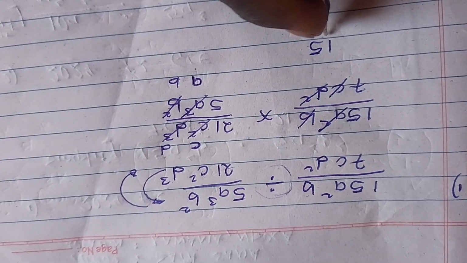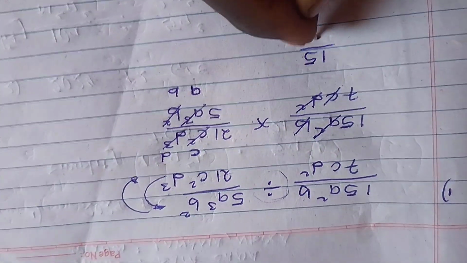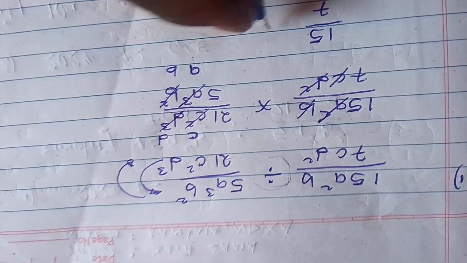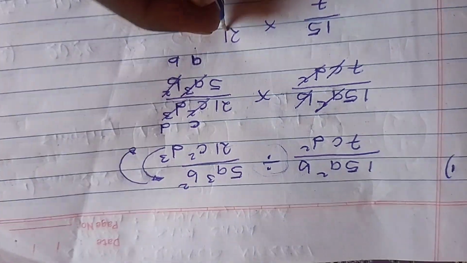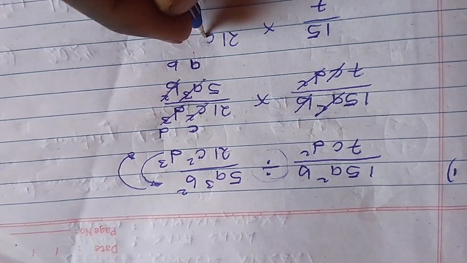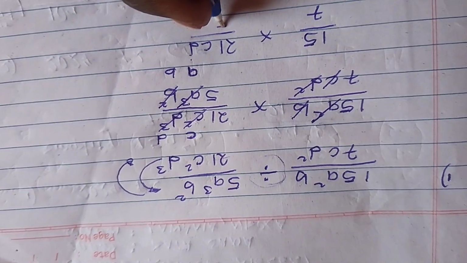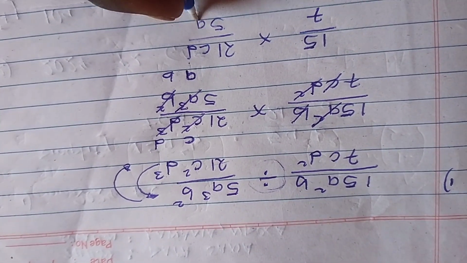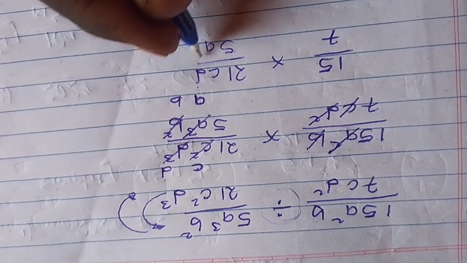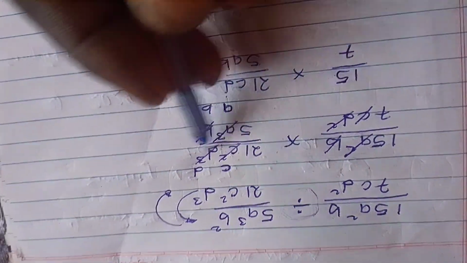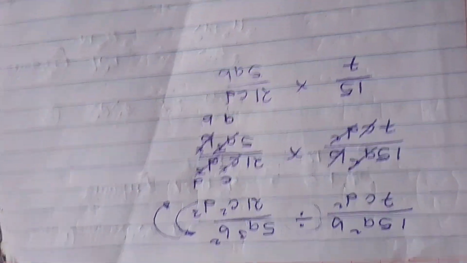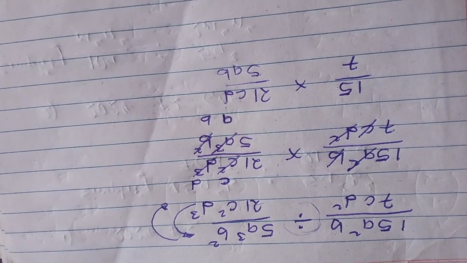Then over here, we have remained with what? 7. There, we have remained with 21. Then we have also remained with a c and a d. Then down there, we have remained with a 5. Then we have remained with a and a b.